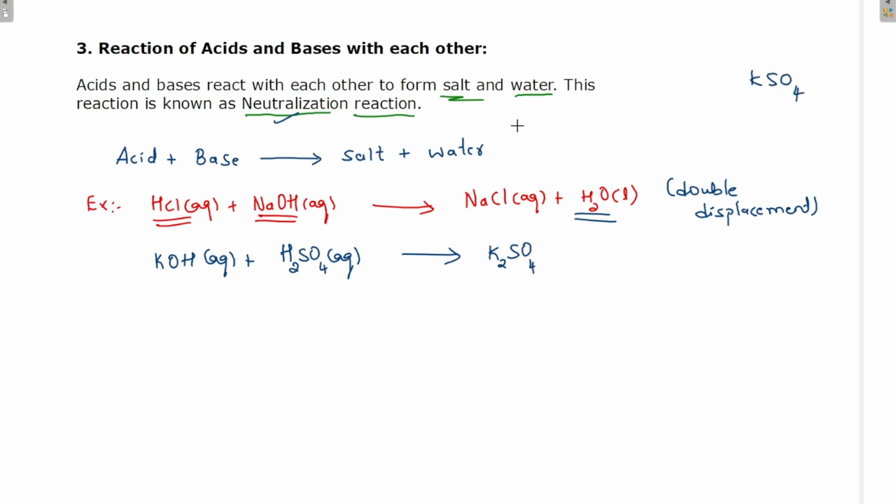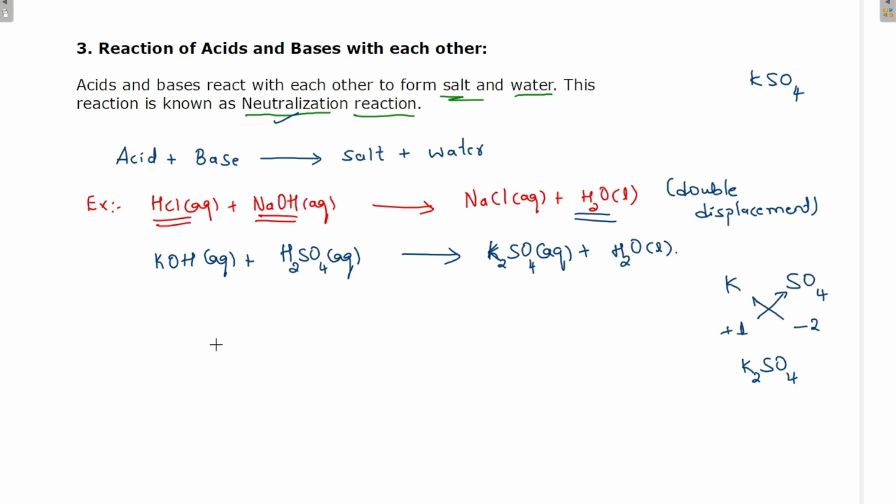You should not write KSO4. We know how to write the chemical formula. Let me remind you. We want to write the potassium sulfate chemical formula. Potassium sulfate. Potassium has charge plus 1 and sulfate ion has charge minus 2. So cross multiplication of these two will give you the chemical formula K2SO4. So while writing the products, you should keep in mind to write the correct chemical formula. The product formed here is potassium sulfate, salt, and water is also formed here.